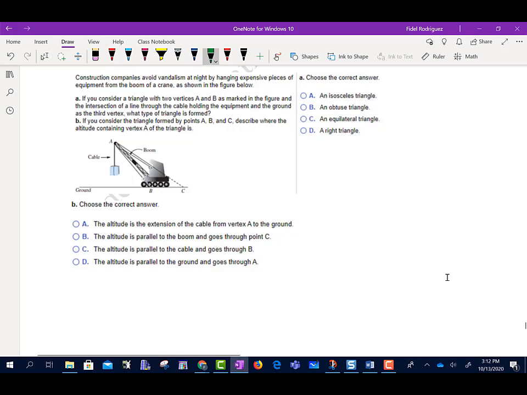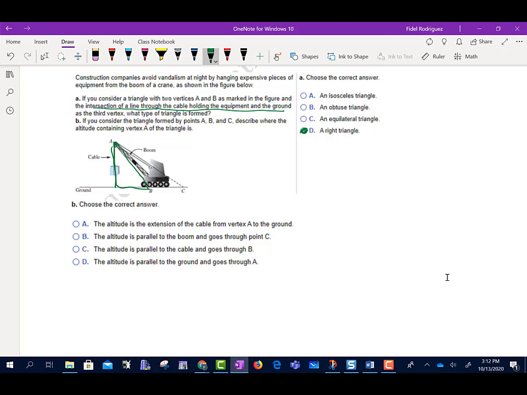So we're going to take a line through the cable holding the equipment and the ground. Oops, my line got a little crooked. Okay, so now we're looking at this triangle here. What kind of triangle do we have? We're going to have a right triangle, okay?